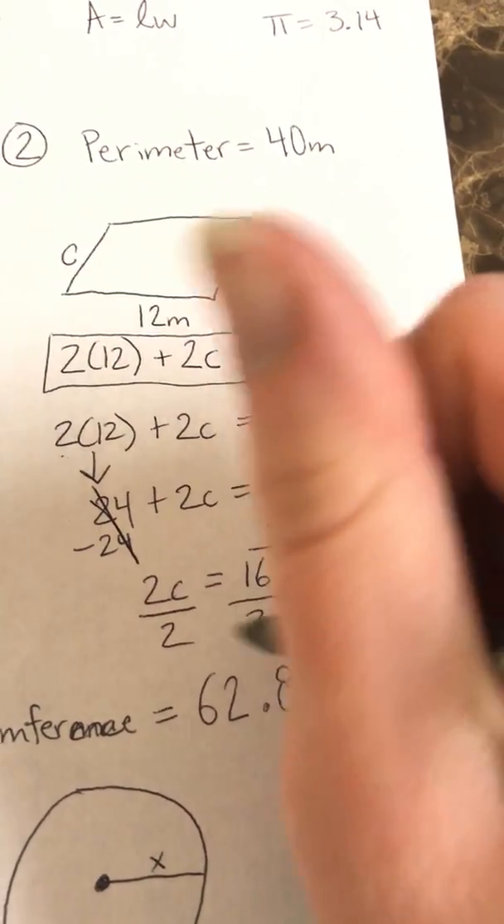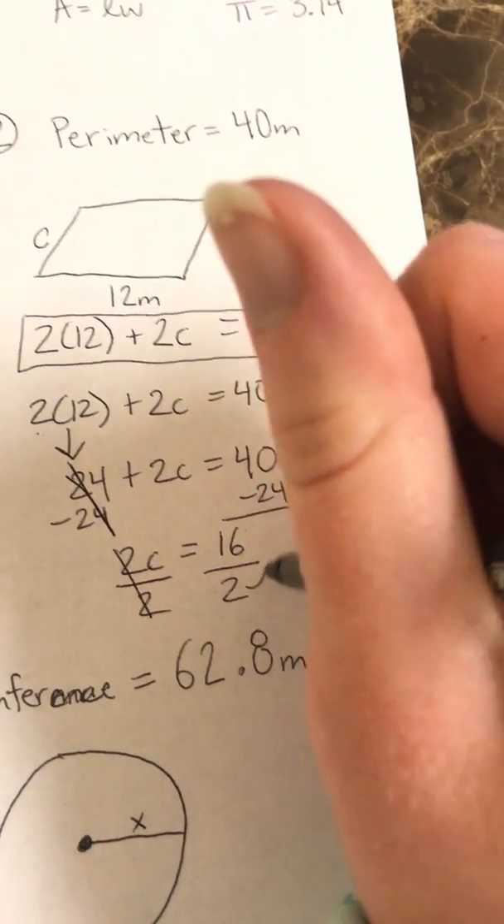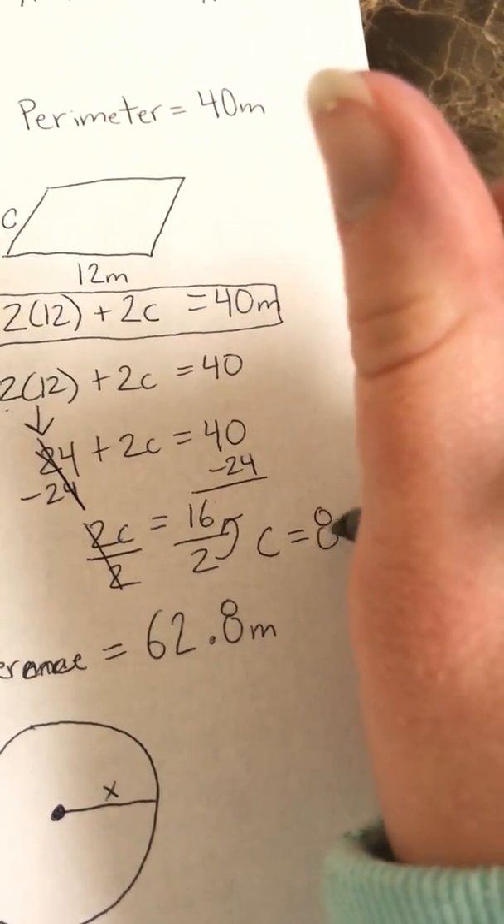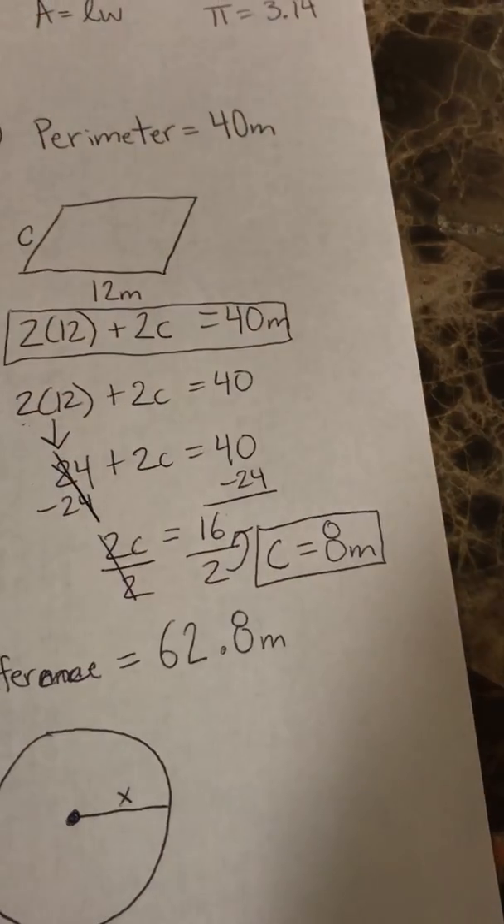Divide 2 from both sides to get c by itself. C equals, 2 goes into 16 8 times. So your answer is going to be 8 meters. C equals 8 meters.